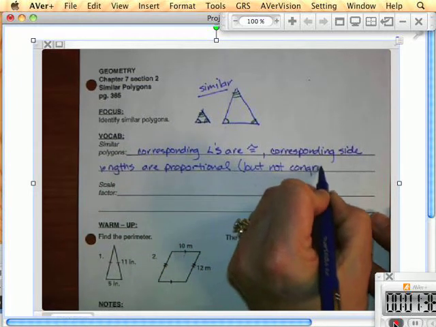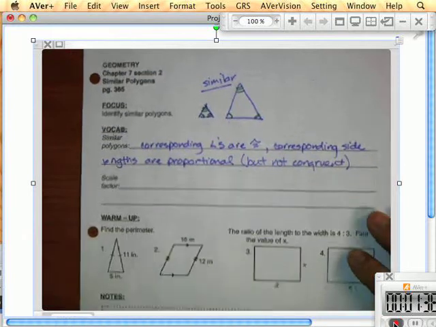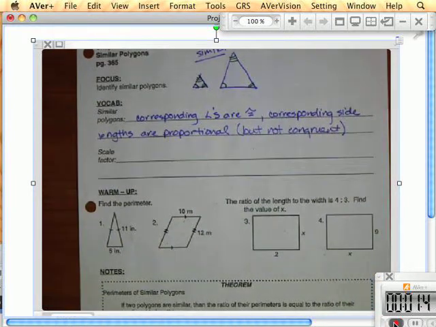I don't think she spelled it wrong. Okay? Oh, sometimes I do. No.